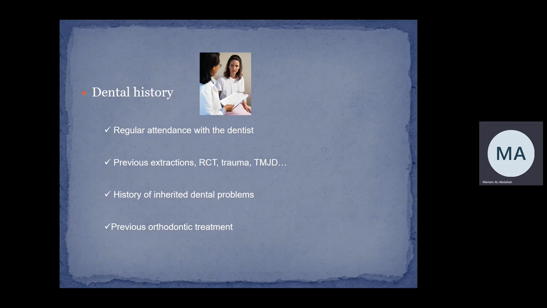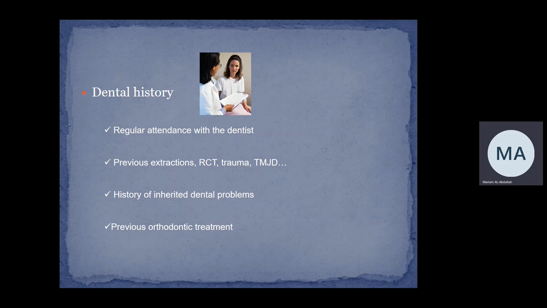Dental history will give you a clue whether the patient has regular attendance with his dentist. This is good because it tells you that the patient has good compliance and can be a regular attendant to your clinic. You need to record any previous extractions, root canal treatments, previous history of trauma, and temporomandibular joint problems.